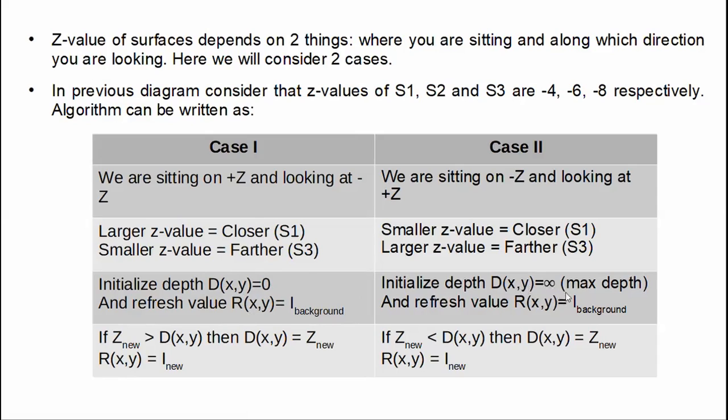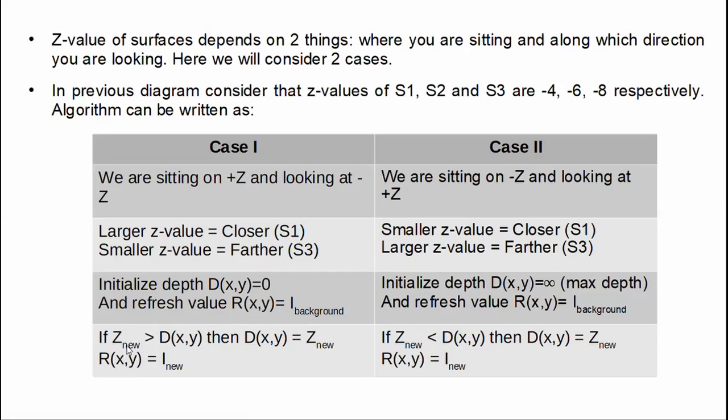Okay, so this is infinite. Depth will be infinite initially, and the refresh buffer will be the same as the intensity of the background. Okay. Now, what we have to do further: suppose we take each surface one by one. Okay. So Z new means what?